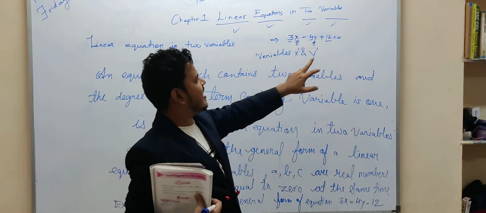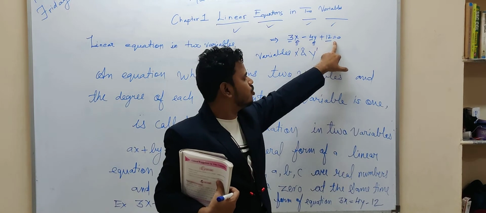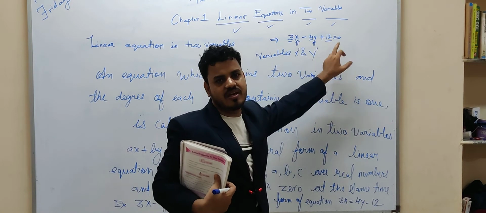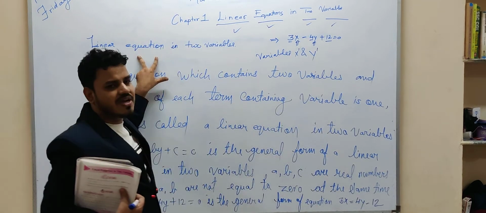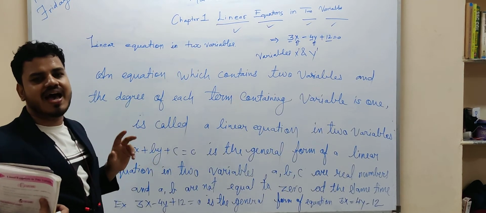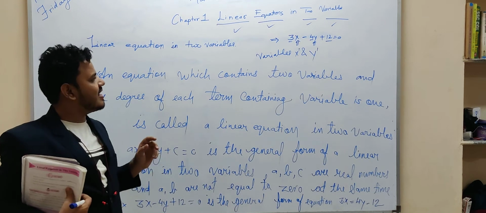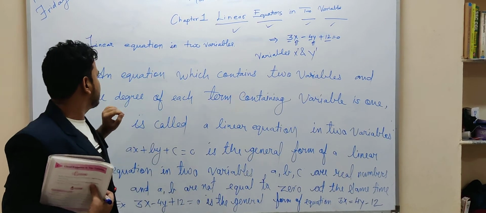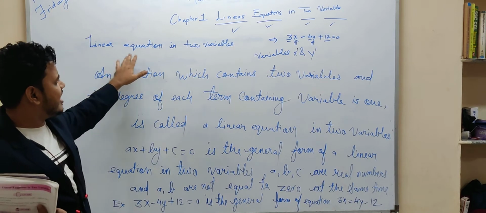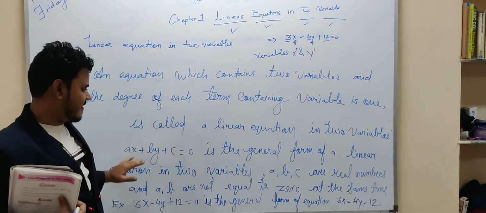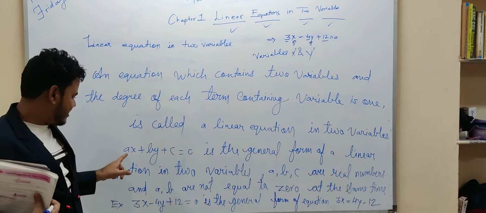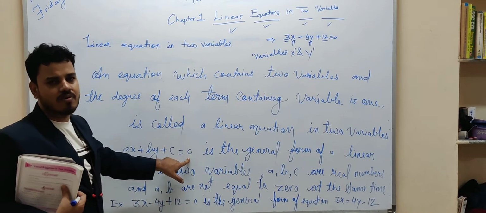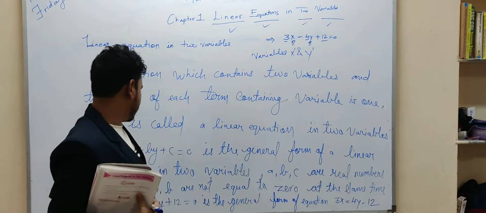See, here we also have an equal to sign. Yes, we have the equal to sign, so it is an equation. Any mathematical expression which has an equal to sign is called an equation. So this is the definition of a linear equation in two variables. The general form is ax plus by plus c equal to 0. This is the general form of a linear equation.